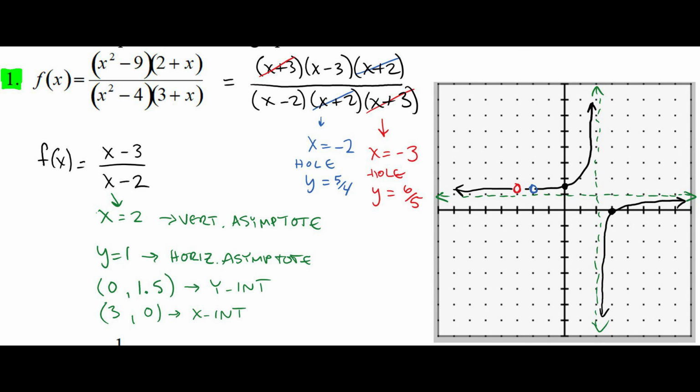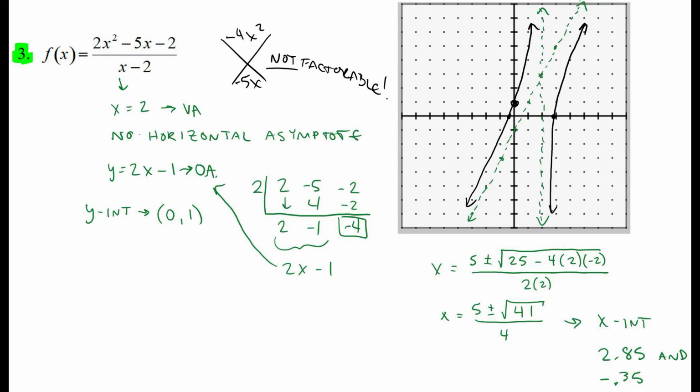Okay, let's talk about something new. Let's skip down to number 3. For number 3, I looked at the top of this and I said, I wonder if that's factorable. So I tried to factor it. It doesn't factor, because there's nothing that multiplies to make a negative 4 that adds up to a negative 5. It's just not possible. So I just keep going.